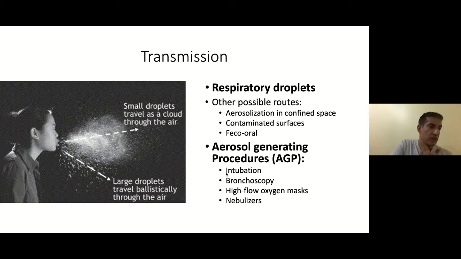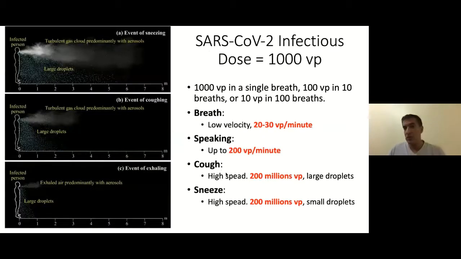Another thing you also have to mention is the infectious dose, which means how many viral particles you need to inhale to establish an infection. From an estimated guess, extrapolating data from other viruses, it's around 1,000 viral particles. You can take them all in one breath, or in 10 or 100 breaths, whatever. But once you reach around 1,000 viral particles in your body, you are likely to get infected.